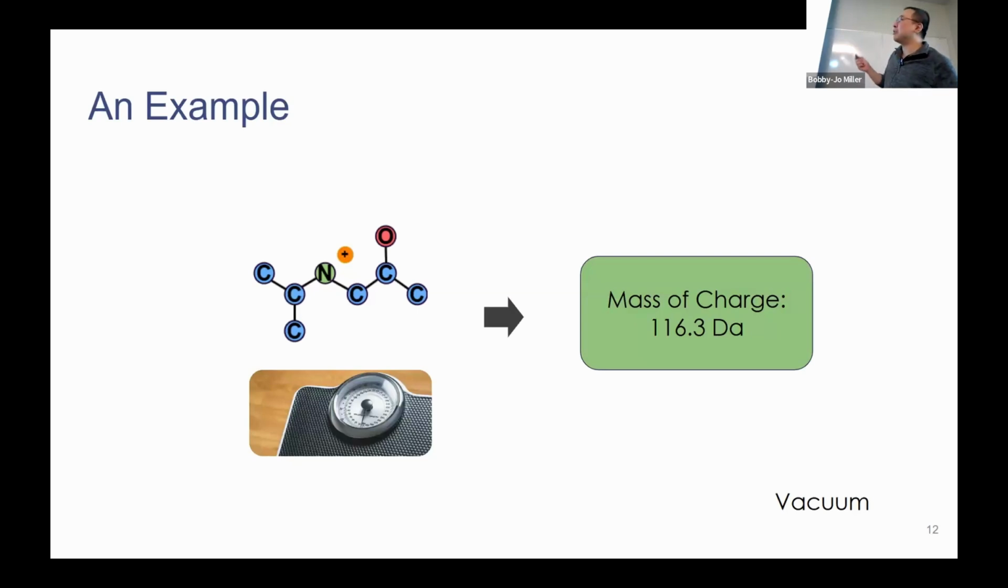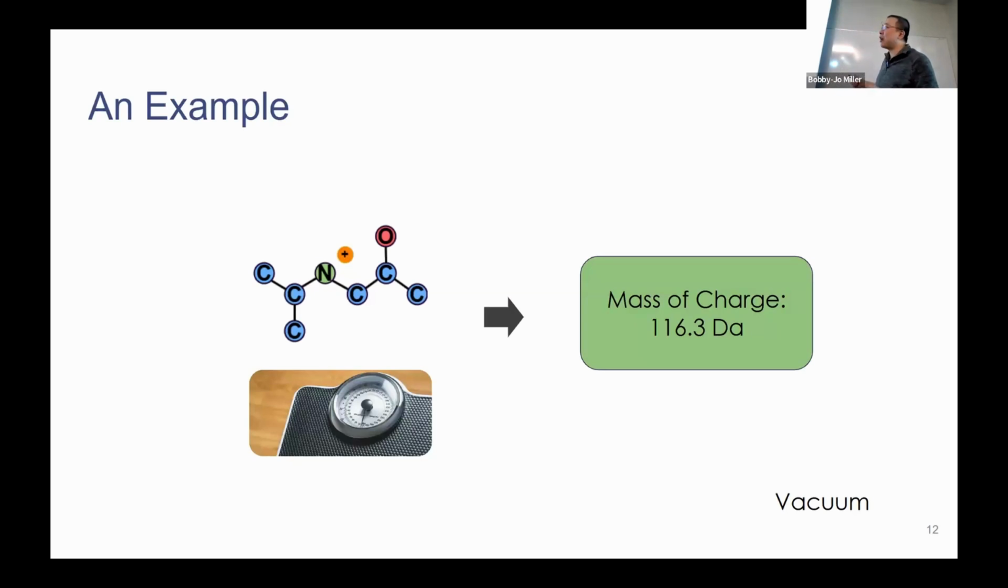Then why do we call it that? Because you are still carrying one particular charge. So now the new measurement we're using here is called mass over charge. In the old days, the very ancient instruments could not guarantee a single fragment only carries one charge. So that's why this particular term was invented.